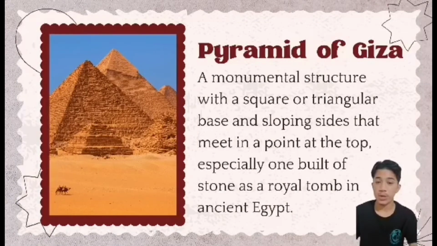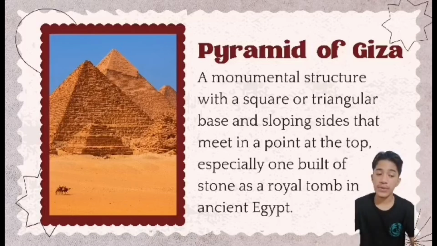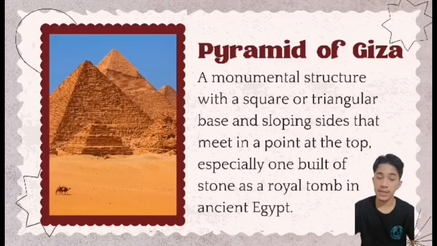A pyramid is a monumental structure with a square or triangular base and sloping sides that meet in a point at the top, especially one built of stone as a royal tomb in ancient Egypt. Pharaoh Khufu began the first Giza Pyramid project in circa 2550 BC. His Great Pyramid is the largest in Giza and towers some 481 feet or 147 meters above the plateau.